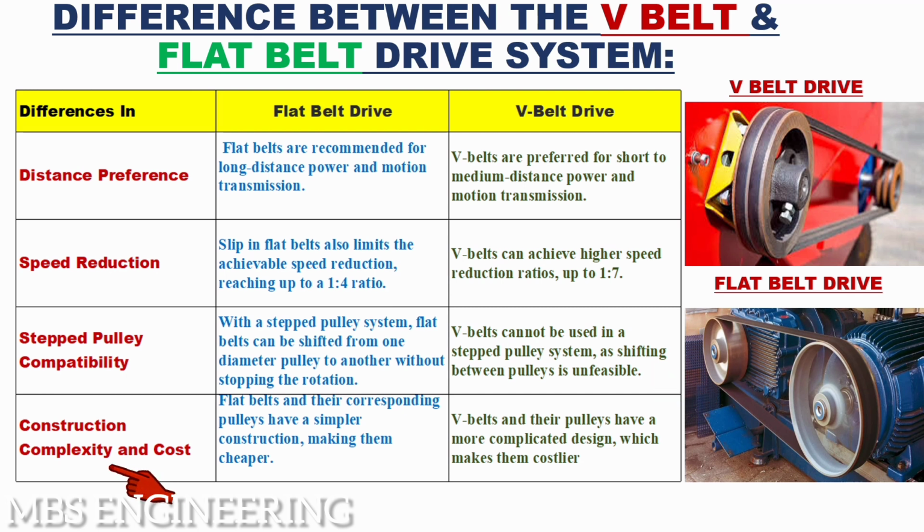The fourth difference is construction complexity and cost. Flat belts and their corresponding pulleys have a simpler construction, making them cheaper. V-belts and their pulleys have a more complicated design, which makes them costlier.